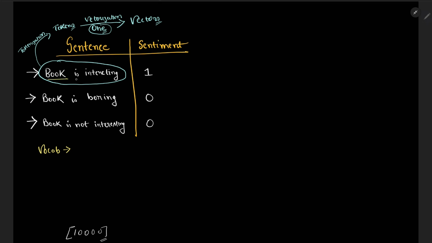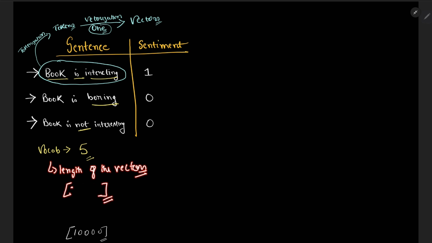We have one unique word, book is interesting, book is taken, boring, book is not. So there are a total of 5 unique words in our corpus. So vocabulary will be 5. Now what does this vocabulary represent? This vocabulary represents the length of the vectors. That means our length of the vector will be 5.